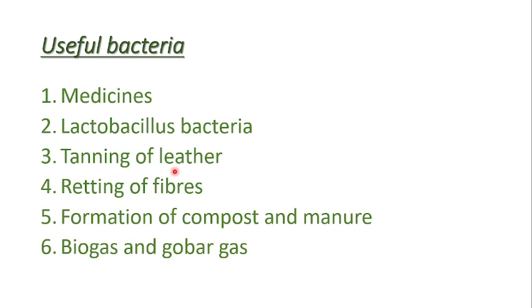Next is biogas and coal gas. There are sewage plants in big cities like Delhi where they collect human excreta, which is decomposed by sewage bacteria. From this we get inflammable gas, which is used for cooking, and there's a liquid and solid product used as manure.